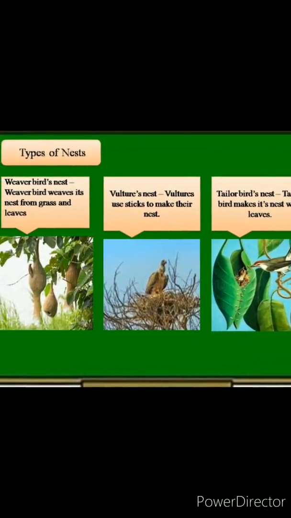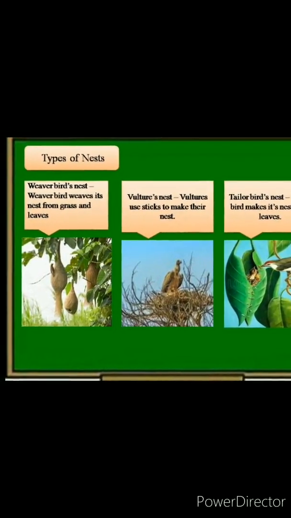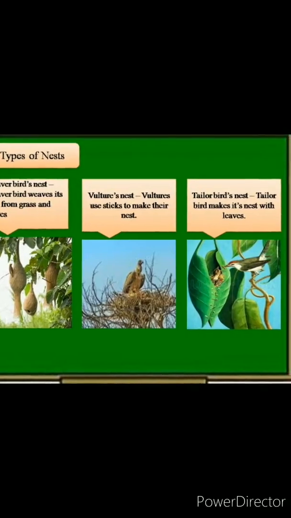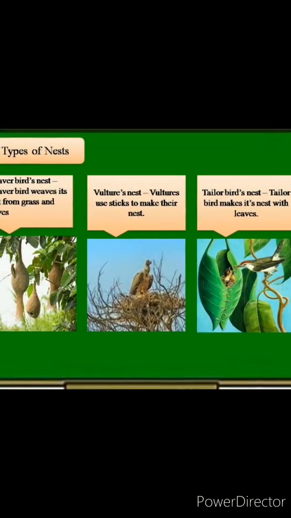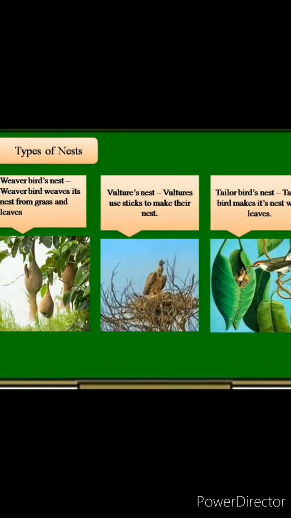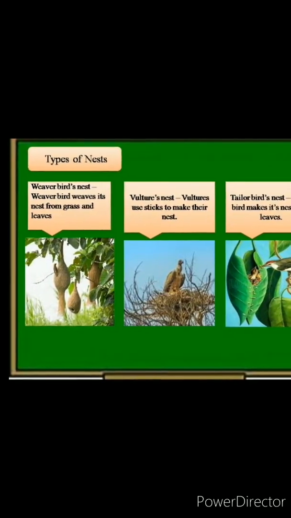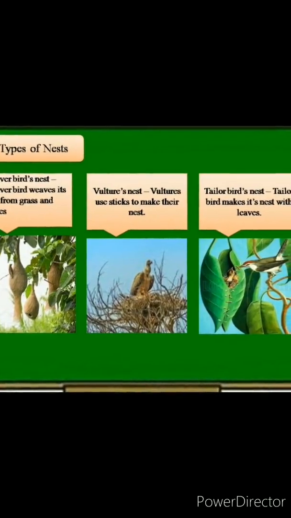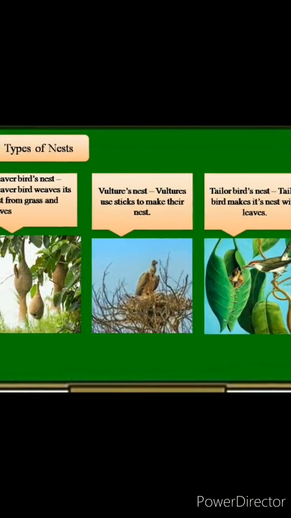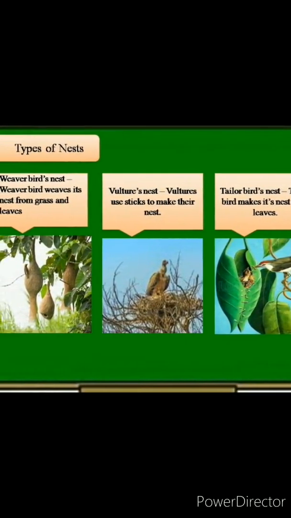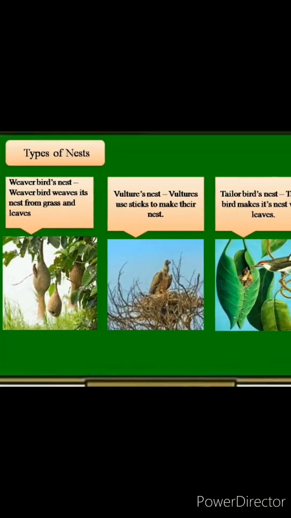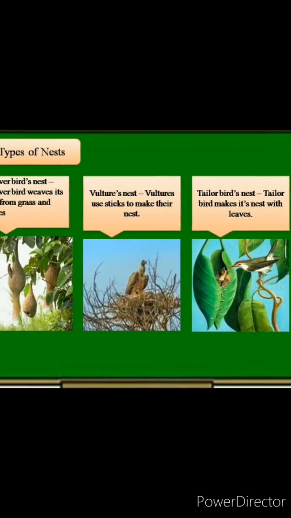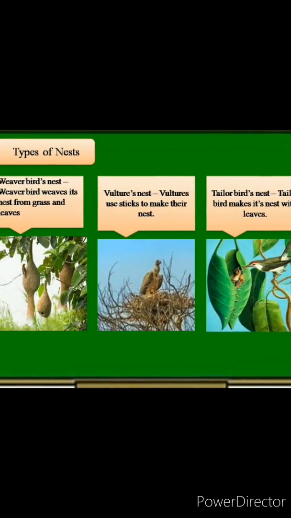Different kinds of birds make different types of nests. How does the weaver bird make its nest? Weaver bird weaves its nest with grass and leaves. It has a slight bend inside it, which prevents the egg from falling. Vulture's nest. Vultures use sticks to make their nest in tall trees.